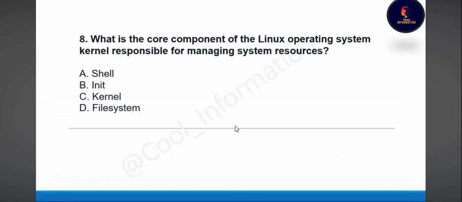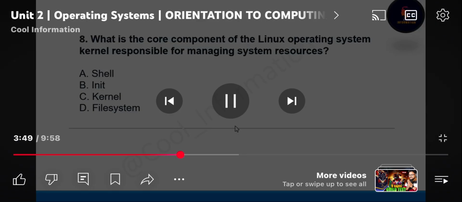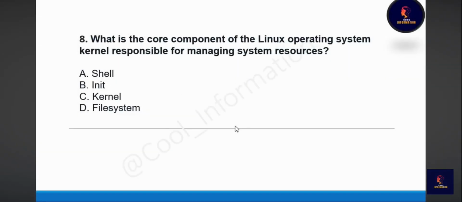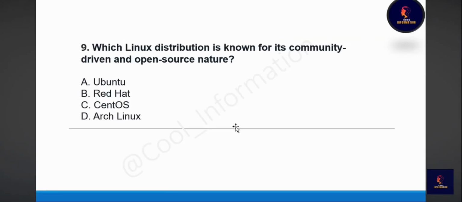Question. What is the core component of the Linux operating system? Kernel, responsible for managing system resources. Options are shell, init, kernel, file system. Correct option is kernel. Next question. Which Linux distribution is known for its community driven and open source nature? Options are Ubuntu, Red Hat, CentOS, Arch Linux. Correct option is option A, Ubuntu.